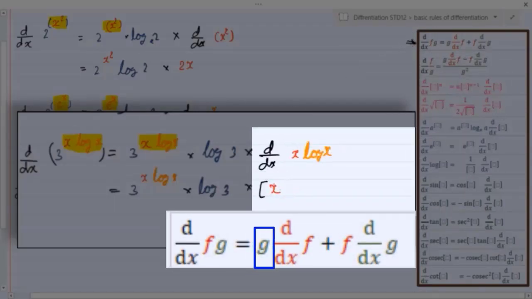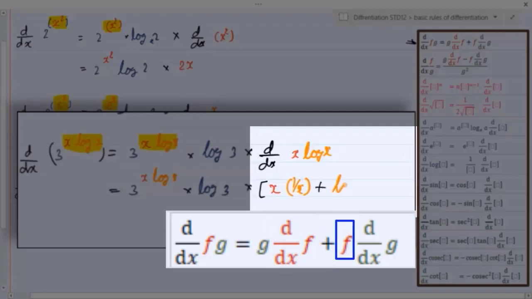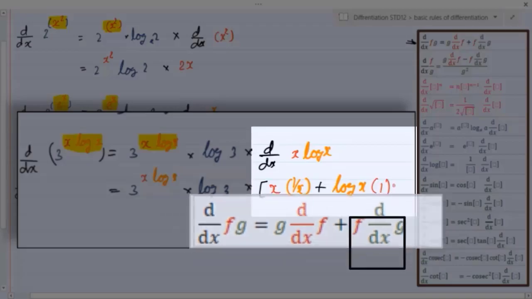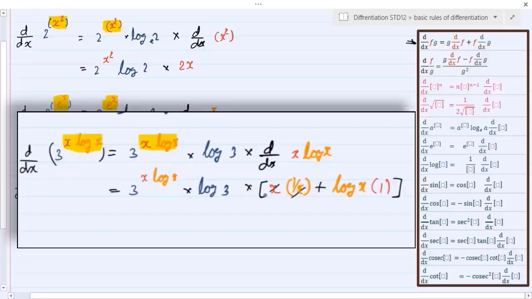Your x will be as it is. We have to differentiate log x, which is 1 by x, plus your log x will be as it is, differentiation of x, which is 1. So here x will cancel out. 3 raised to x log x and log 3 will be as it is, into, we will get 1 plus log x. Tada! This is your final answer.